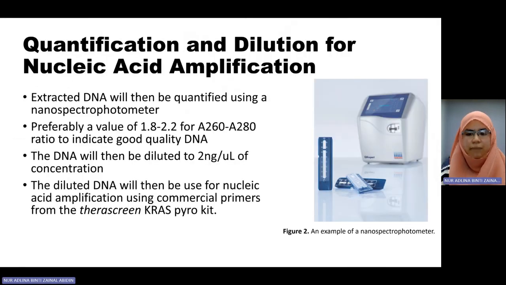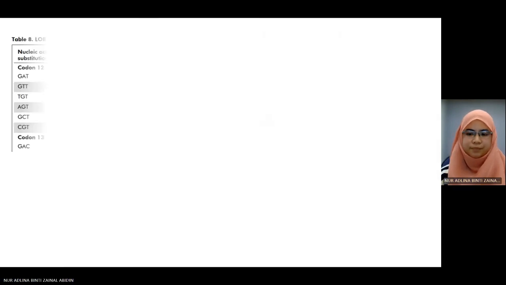After we have our samples, we will have to quantify the extracted DNA using the nanospectrophotometer, and ideally we should have a ratio within 1.8 to 2.2 for the A260/280 ratio. This is to indicate good quality DNA has been obtained. The DNA will then be diluted to 2 nanograms per microliter of concentration as recommended by the handbook of the TerraScreen KRAS Pyro Kit for nucleic acid amplification with the corresponding primers.